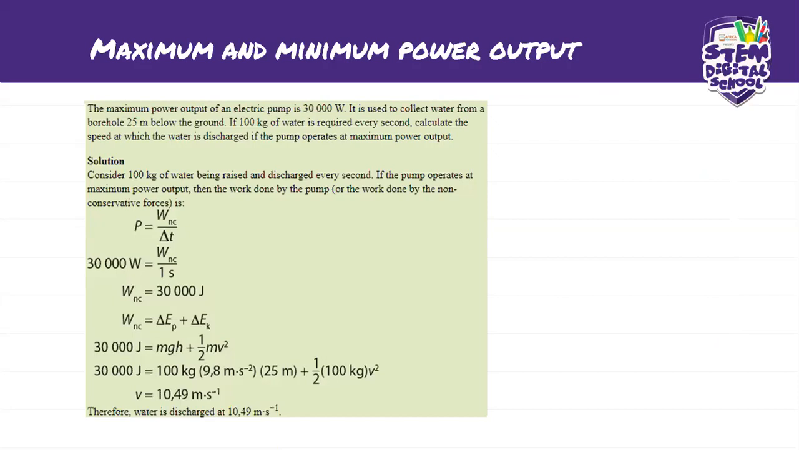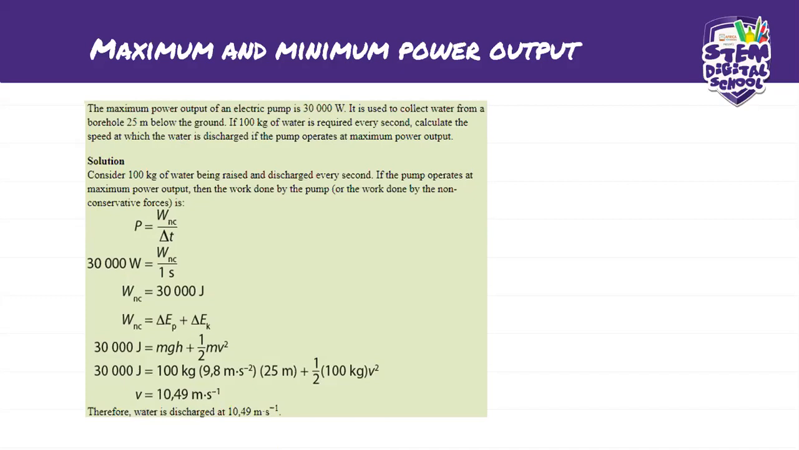Here I just want to go through a bit of it. It says the maximum power output of an electric pump is 30,000 watts. It is used to collect water from a borehole 25 meters below the ground. So if 100 kilograms of water is required every second, calculate the speed at which the water is discharged if the pump operates at maximum power output.